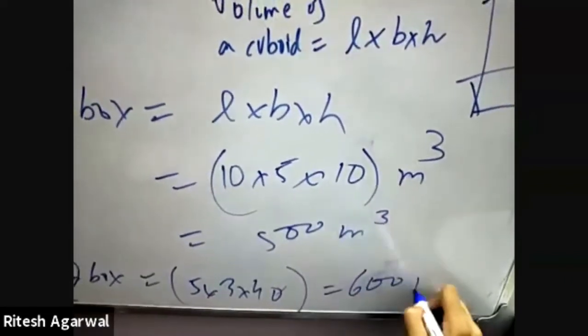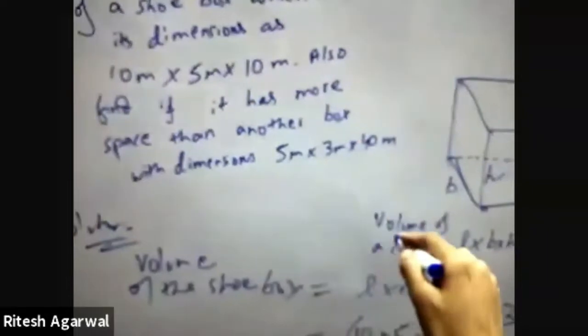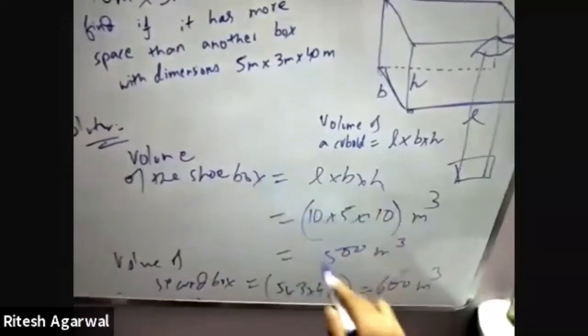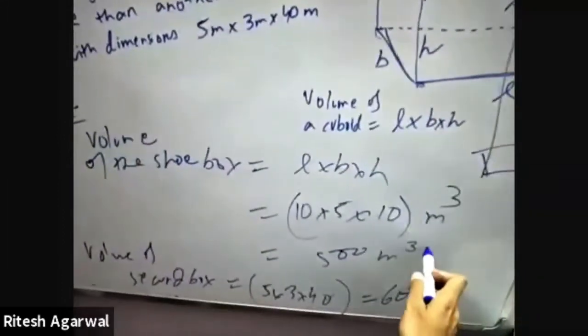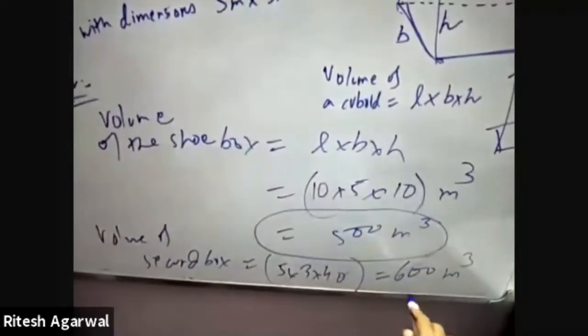So here you will find that 4 is a 12, 5 is 60, 600 cubic meter is the volume. So the question was to find if it has more space than another box. So the answer is no. The shoebox has less space because volume defines space. So the shoebox has less volume than the second box.